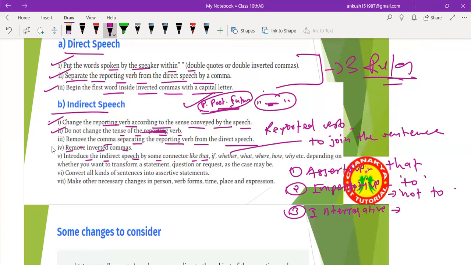So interrogative sentences are of two types. What are those? First is verbal. Whenever there is a verbal sentence, use if or whether to join the sentence. If there is the WH type of question, use the same WH word as the connector. For a verbal question, you have to use if or whether. For an imperative sentence, for affirmative, you have to use to, and for negative, you have to use not to.